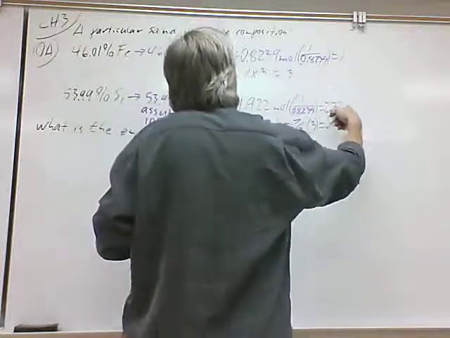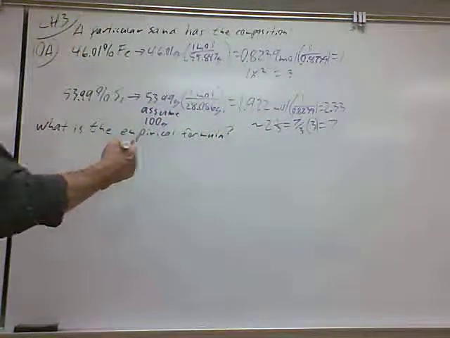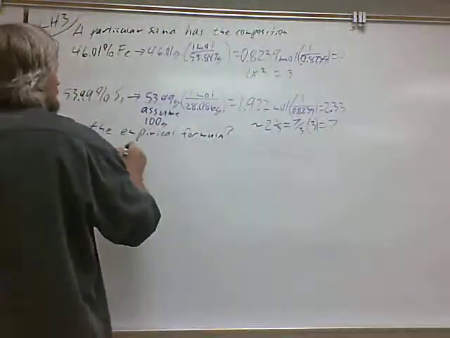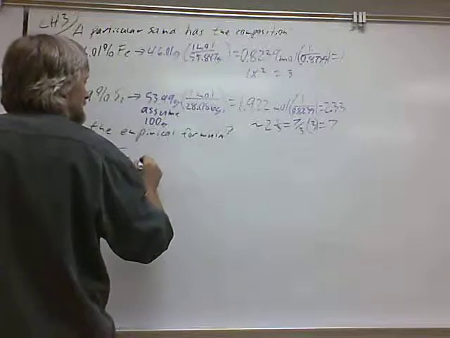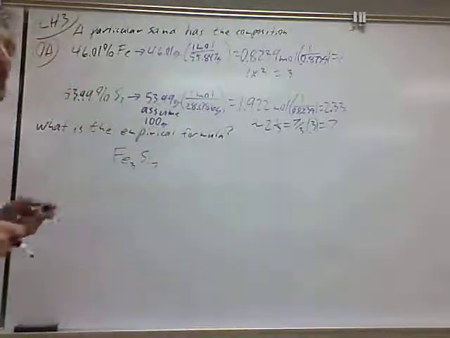So now we have whole numbers for both of our elements. And those whole numbers are going to become the subscripts in our formula. So it becomes Fe3Si7 as our empirical formula.